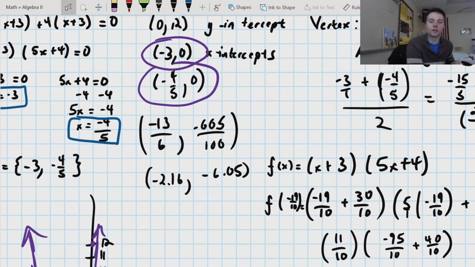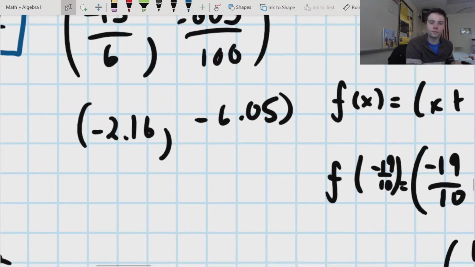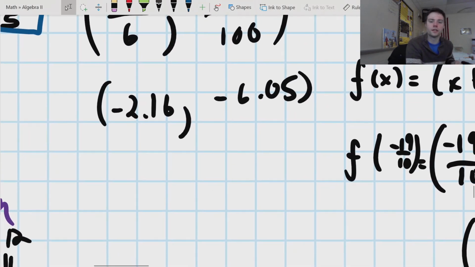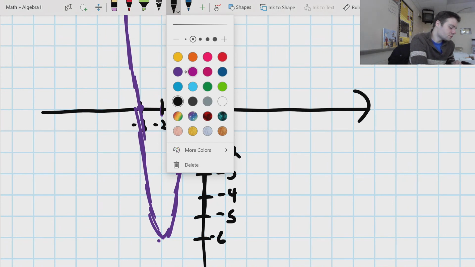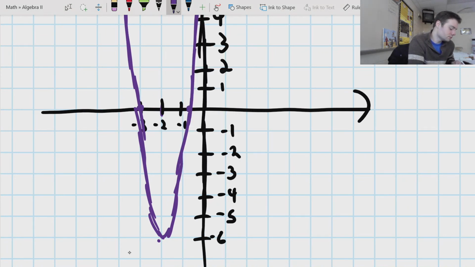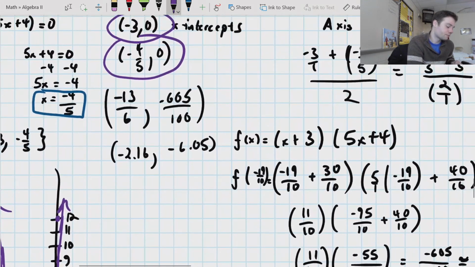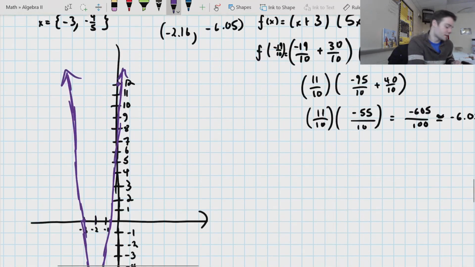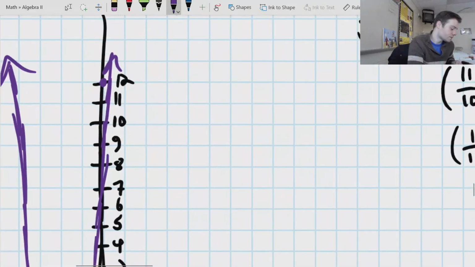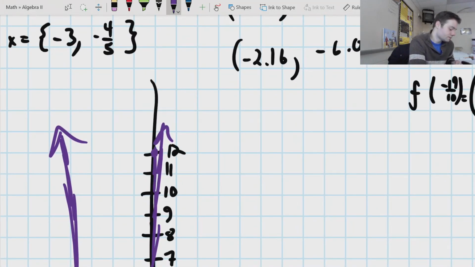So I took all these coordinates and plotted them. So negative 2.16, negative 6.05. Okay, and the other one is 0, 12, that's your y-intercept. Okay, so that's up here. And I kind of drew it off. So 0, 12.